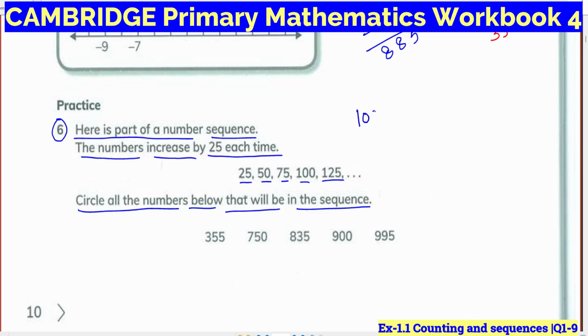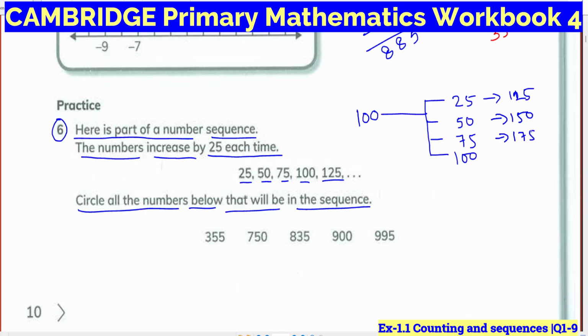Now look, in between 100, there is a pattern we have to see. One is 25, then 50, then 75, and then 100. Now look, each time it can be 125, it can be 150, it can be 175, and it can be 200. So there is 355. It means circle all the numbers below that will be in the sequence. So this is not. Here is 50, so it should be. Here is 35, so it's not.